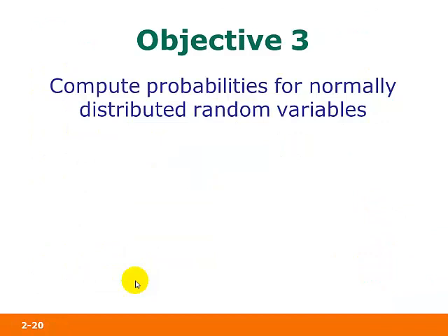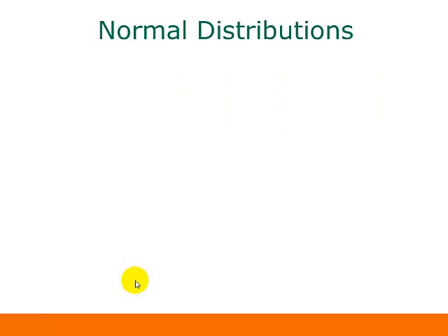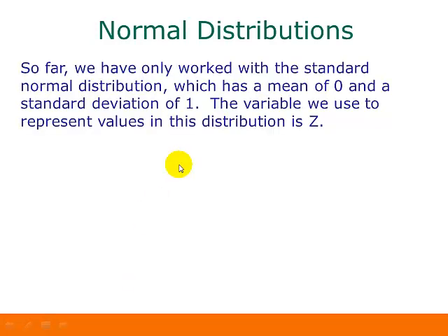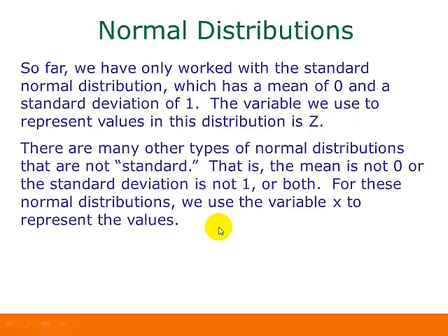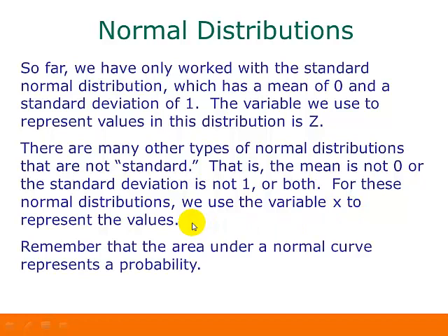Objective 3 is to compute probabilities for normally distributed random variables. So far we have only worked with the standard normal distribution, which has a mean of 0 and a standard deviation of 1. And the variable we use to represent values in this distribution is z. But there are many other types of normal distributions that are not standard. That is, the mean is not 0, or the standard deviation is not 1, or, most of the time, both. For these normal distributions, we usually use the variable x to represent the values. Remember still that the area under a normal curve represents a probability.